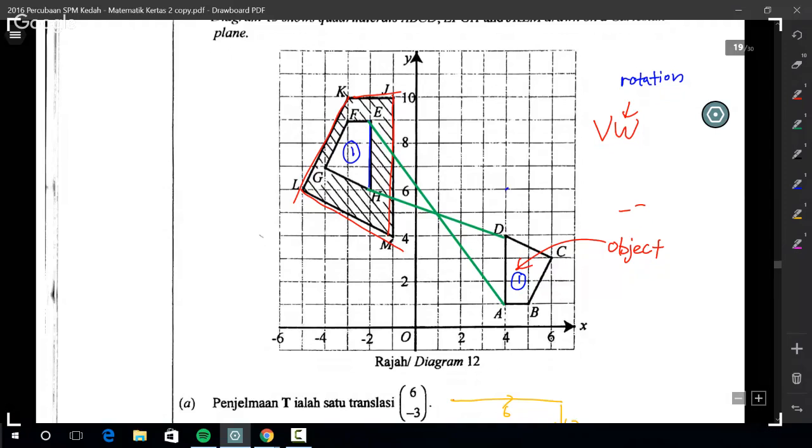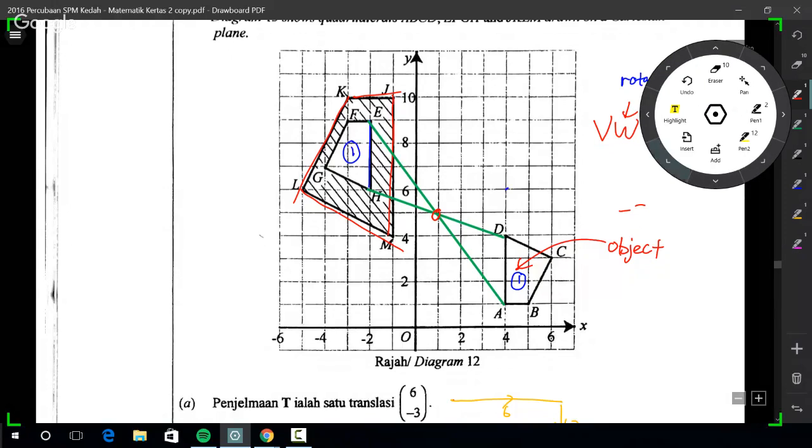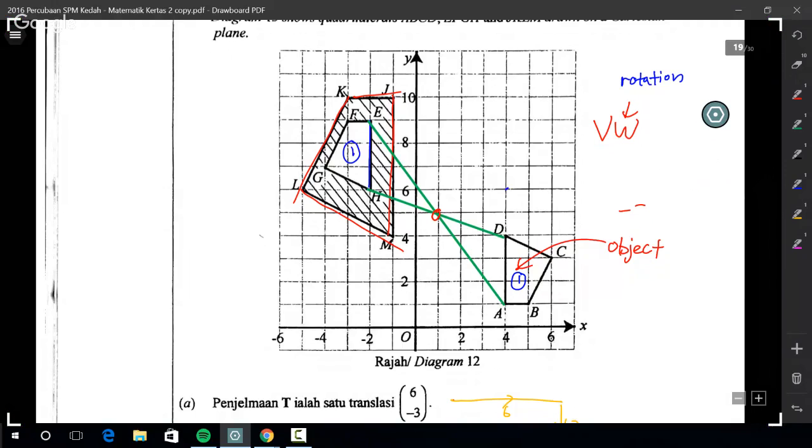Then you will find the intersection point. The intersection point is the center point. If you don't believe me, you can try to connect as many as possible. If you don't believe, I can connect G to C. You'll find it passes through the same center point. Do you see that? Or I can connect F to B. You'll find it also passes through the same center point.